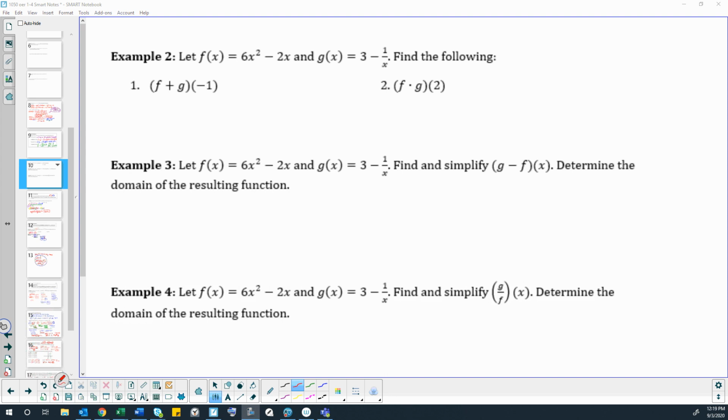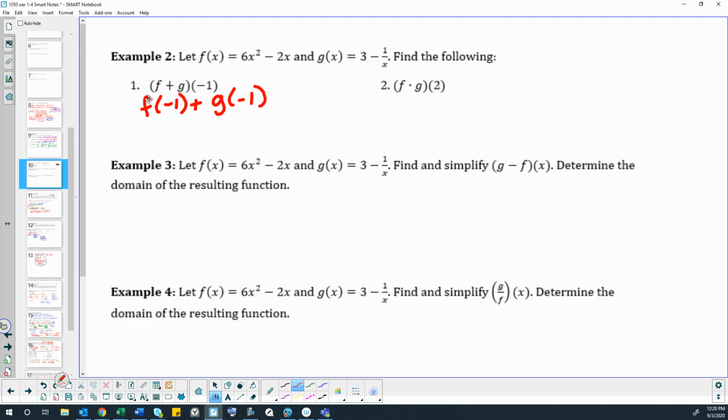Control Z. Control Z and then it'll all appear again. Now, I'm just going to quickly go through it with you. If you started writing it, then good. Just follow along easier. So remember, this means f of -1 plus g of -1, correct?